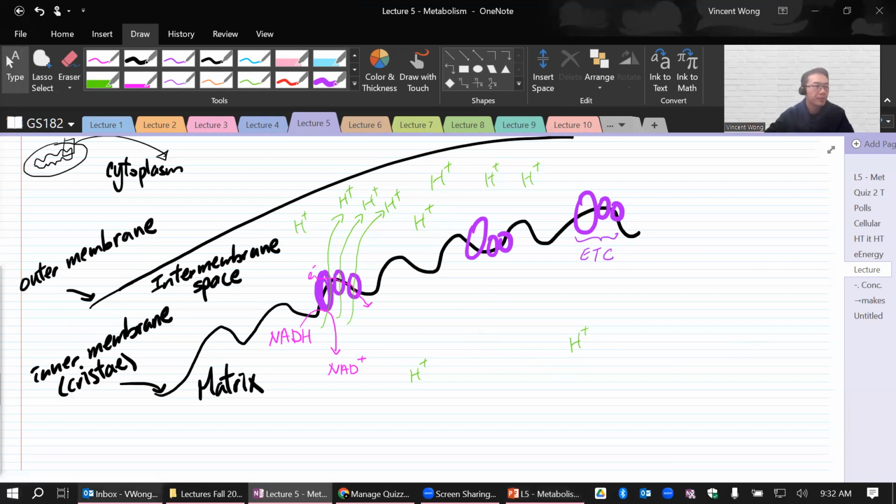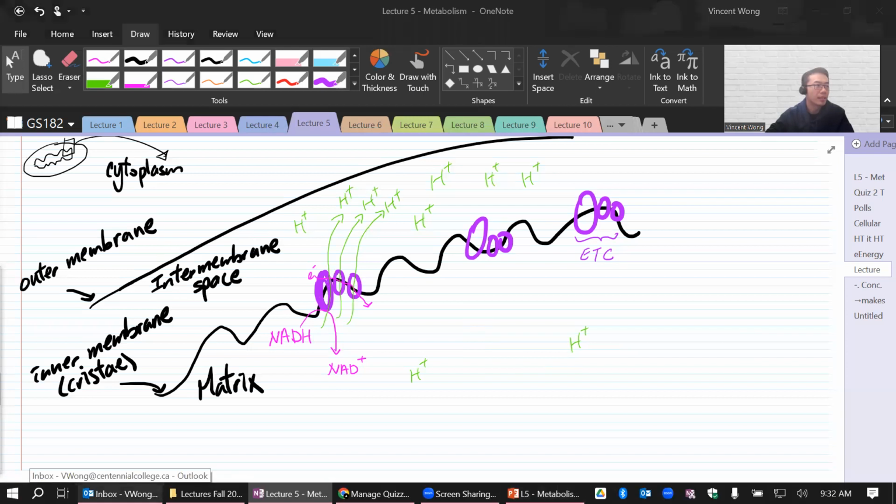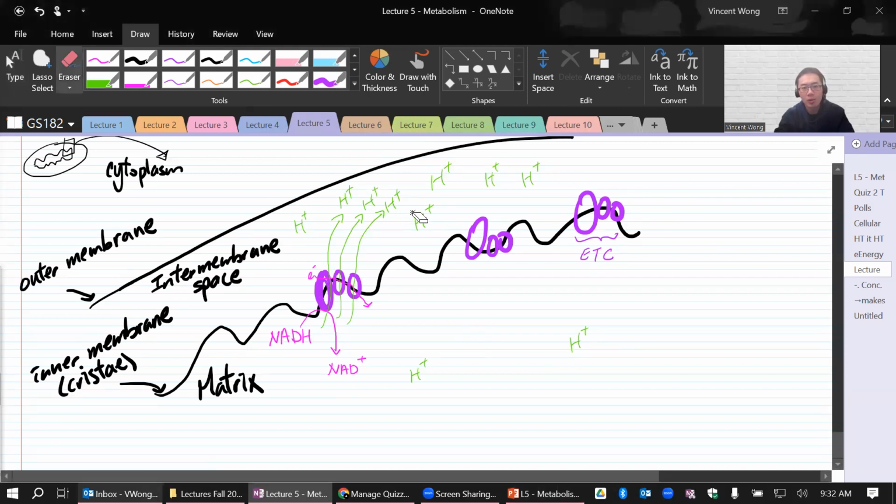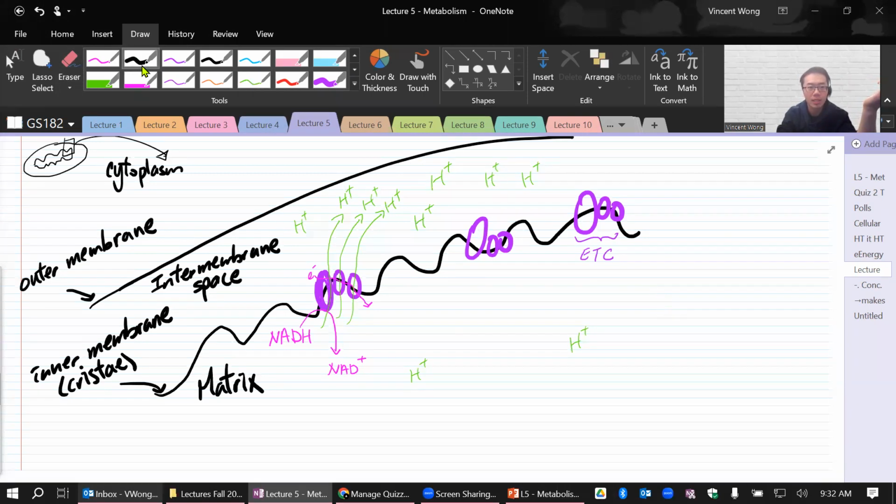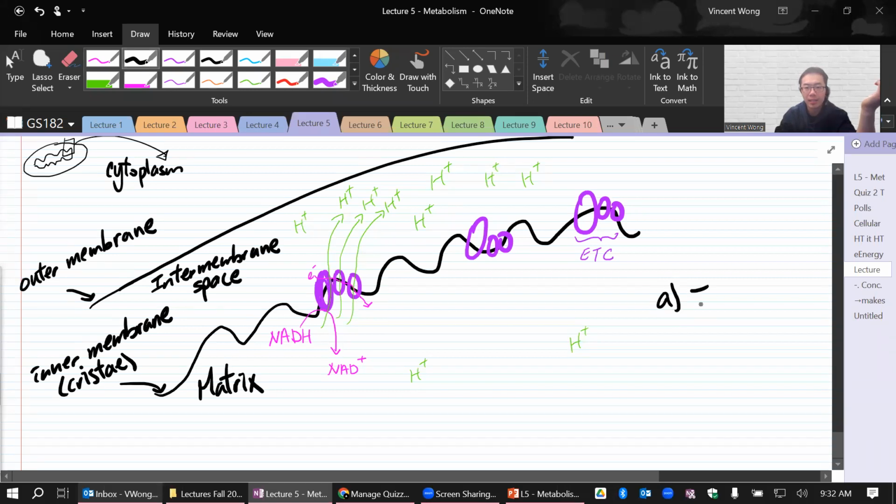Matrix. Okay, let's do a poll. Let's see what people think. My question is, if you just look at the H plus right now, we have a lot of H plus in the intermembrane space. We have not a lot in the matrix. Which way will the H plus have a tendency to go towards? Is it A, the intermembrane space, or B, the matrix? Where does H plus want to go?